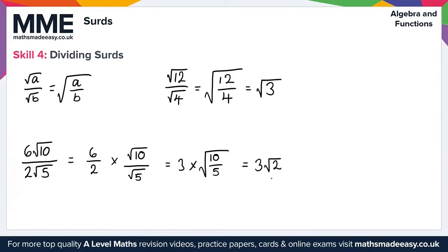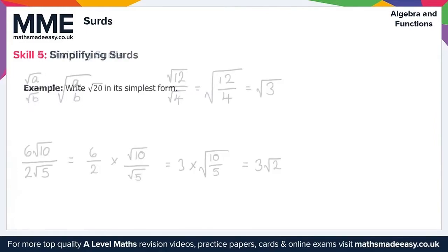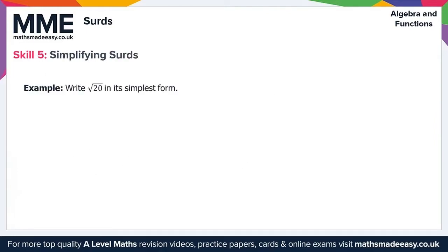Okay, so that gives us everything we need there for skill 4 on dividing surds. Moving on to skill 5 here, which is taking a look at simplifying surds. Now you can simplify a surd if the number underneath the square root has a square number as one of its factors. There may be more than one way to simplify a surd.